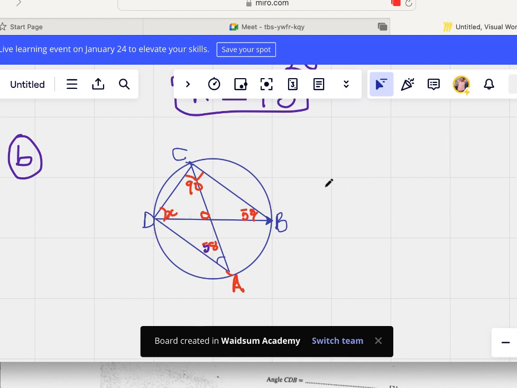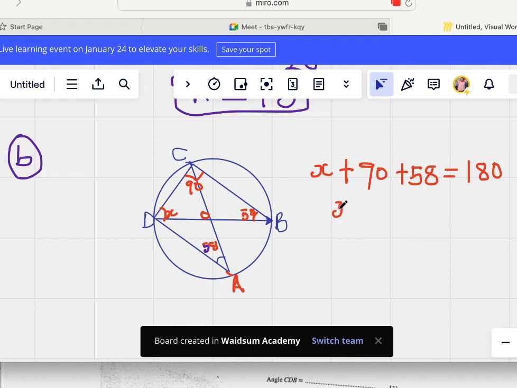Okay, so let's find x. All you need to do is to say x plus 90 degrees plus 58 equals 180, because the sum of angles in a triangle equals 180. We need only this 58 for this triangle because they asked us to find x. You don't need the second 58.